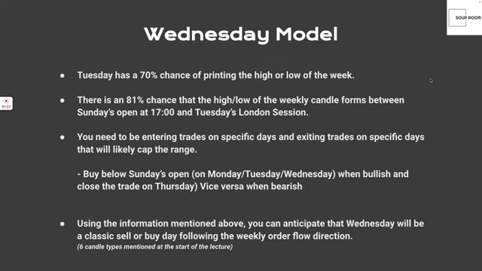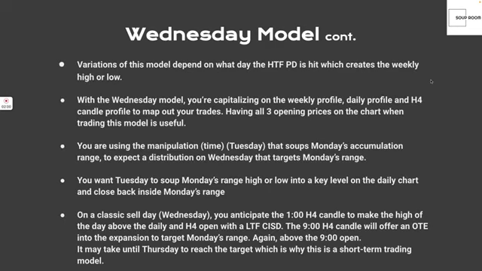Using the information mentioned above, you can anticipate that Wednesday will be a classic sell or buy day following the weekly order flow's direction. If you do not know what a classic sell or buy day looks like, please rewind to the beginning of this lecture, as I have explained all of the 6 different types of candles. Variations of this model depend on what day the higher time frame PD array is hit, which creates the weekly high or low.